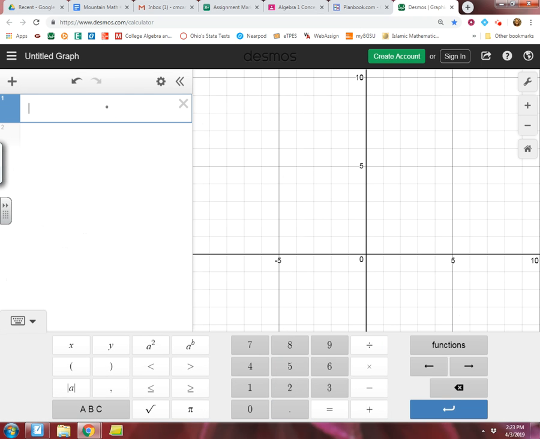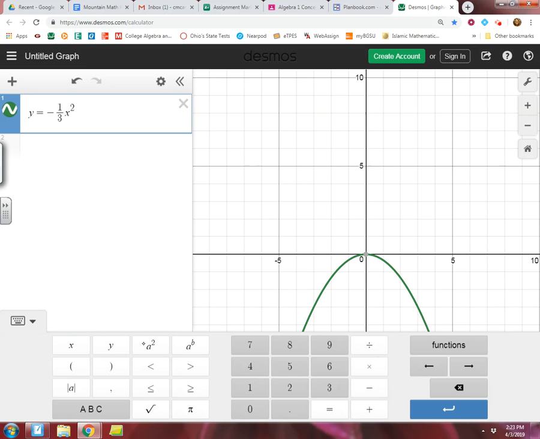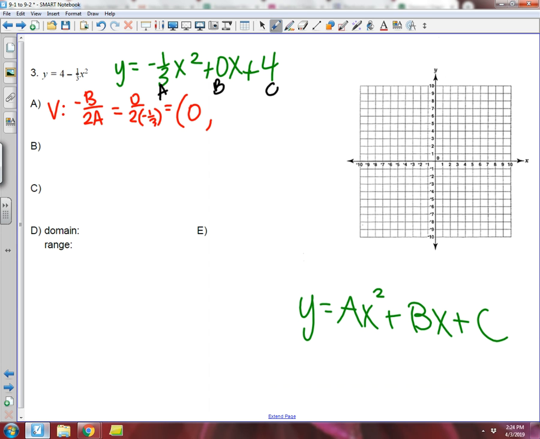Hold on one second. Can you read it back to me? Y equals, was it -1/3? Okay, so my vertex is right here, and like Derek is telling me, it's 0, 4. Is that okay? Put it on your graph.